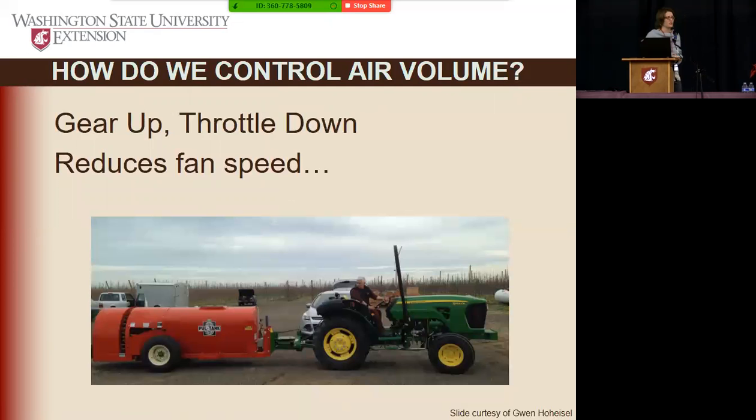So another option to control your air: gear up and throttle down. So what's that mean? You gear up the tractor and you throttle it down so your RPMs will go down, right? So instead of 540, you might be at 540E or even at 500. So you've throttled it down, which makes the fan go slower. When the fan goes slower, you're sucking in less air, which means you have less volume of air going out. It's an awesome way. There are so many studies from the 70s that promote gear up, throttle down because it also saved money on gas. During the gas crisis, they tried to get all the farmers in California to gear up, throttle down because you could save money on fuel.